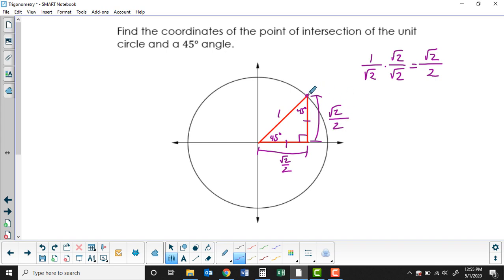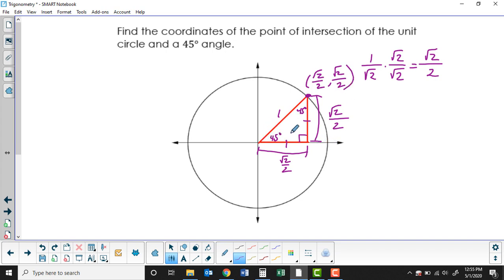And that means this point right here is the square root of 2 over 2, comma, the square root of 2 over 2.